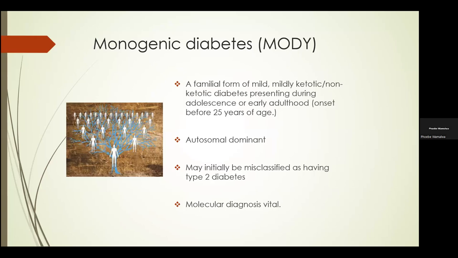So for MODY, or maturity onset diabetes of the young, what happens here is it's autosomal dominant as a result of a genetic defect in insulin secretion. So it is a familial form of mild diabetes. You may have ketones or absent ketones, but it largely presents during adolescence or early adulthood, usually with an onset before 25 years of age. However, it may initially be misclassified as type 2 diabetes. So molecular diagnosis is vital in zeroing in on the diagnosis.